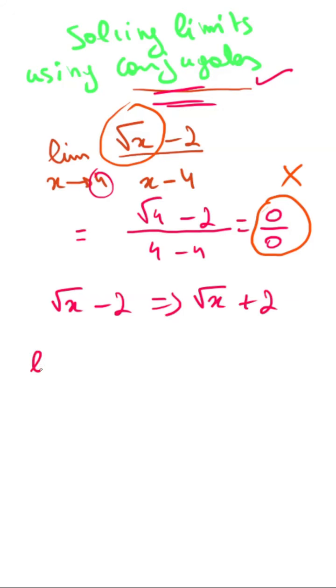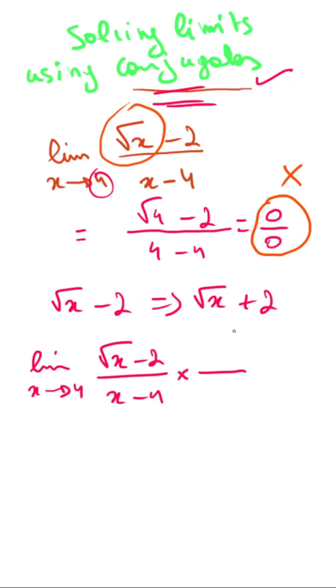So we have the limit when x tends to 4 of square root of x minus 2 over x minus 4 times the conjugate. We multiply it by square root of x plus 2 over square root of x plus 2. And a small tip: why are you multiplying it by this over this and not just this? Because you are multiplying it by 1, since this over this gives me 1. You're not doing anything, you are just changing the form of the expression.